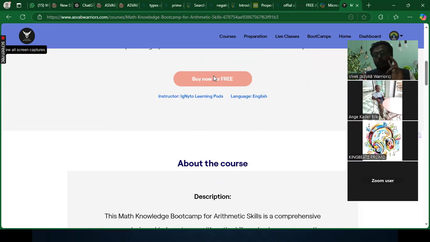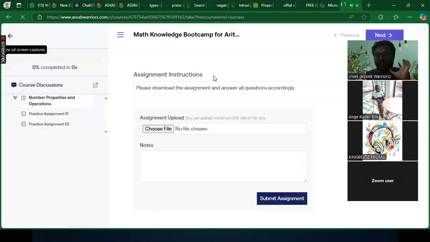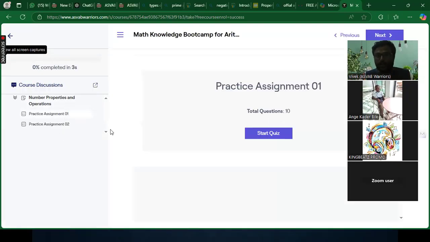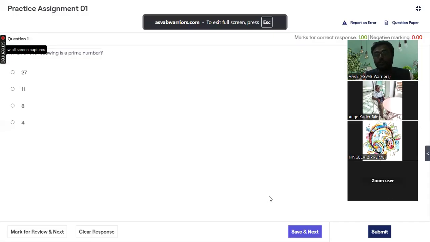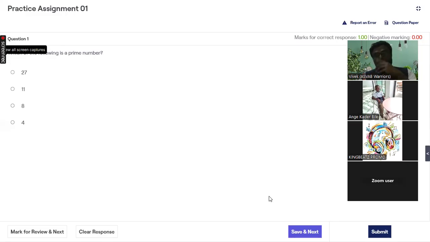Then there will be 2 practice assignments of 10 questions each. If you observe carefully, practice assignment 1, practice assignment 2. So solve those questions, and I promise if you solve all the practice assignment questions, 10 and 10, you will get perfect at this particular topic, and I will give you the algebra bootcamp happening next week for absolutely no cost.